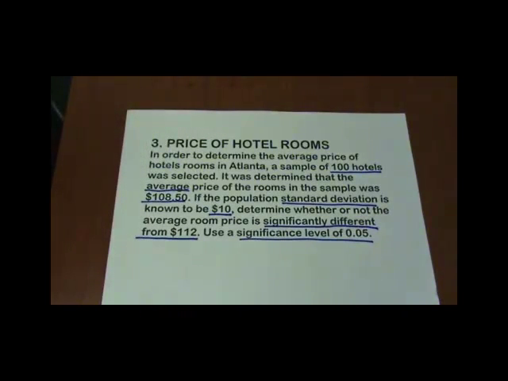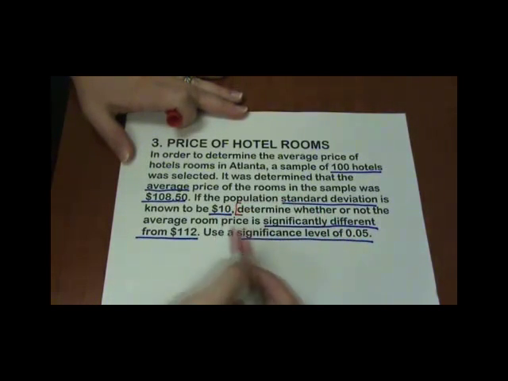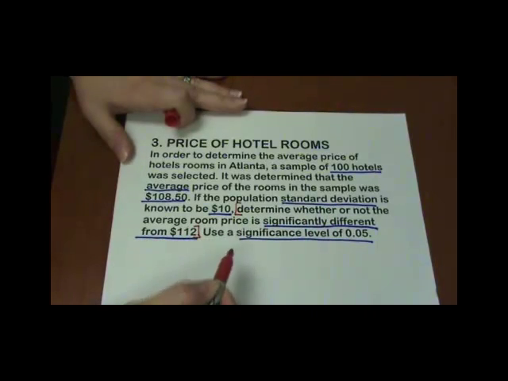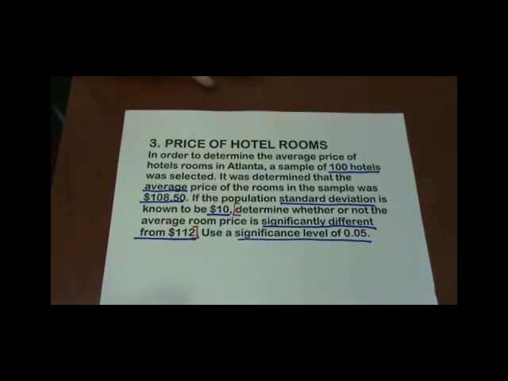Now this time it doesn't say to test the claim. Most times it will say that, but it doesn't always. So you have to figure out what your claim is. Well, your claim is actually this sentence right here: determine whether or not the average room price is significantly different from 112. That's your claim. That's what you're trying to determine. Now the phrasing "significantly different" means not equal to 112. So this is called a two-tailed test, and the way you do this is a little bit different from a right or left tail test.